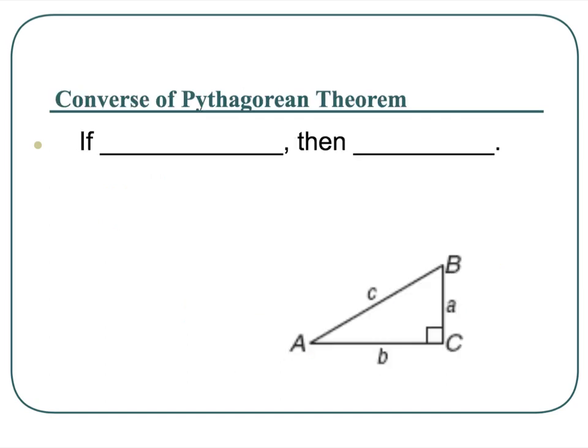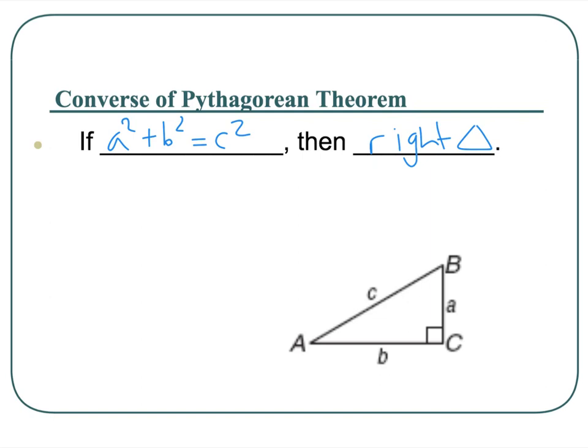There we go. There's also the converse of the Pythagorean theorem. If A squared plus B squared equals C squared, then you have a right triangle, or even just a right angle, okay? So that is the converse. If you want to figure out if it is a right triangle, you can use the Pythagorean theorem if you know all the sides. Cool?